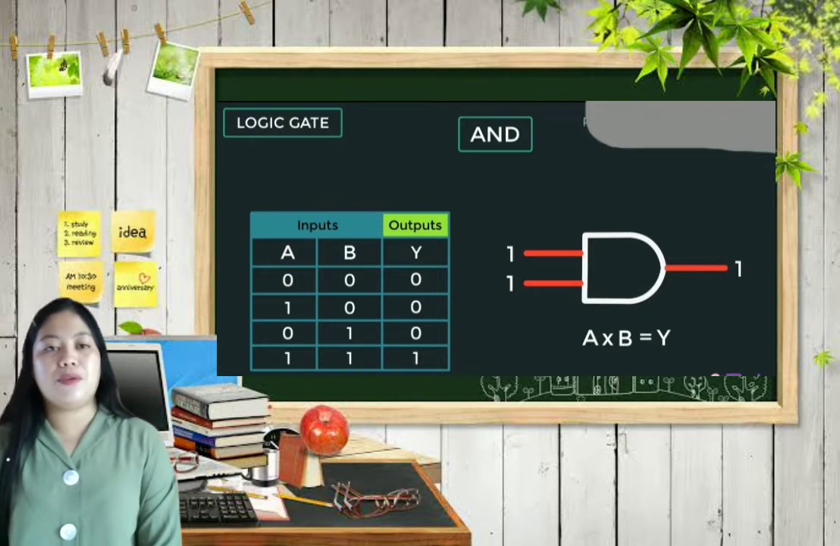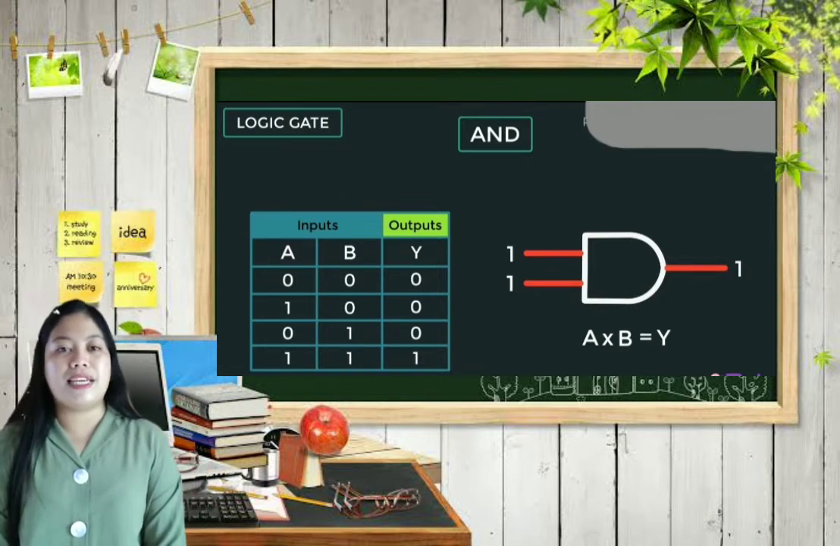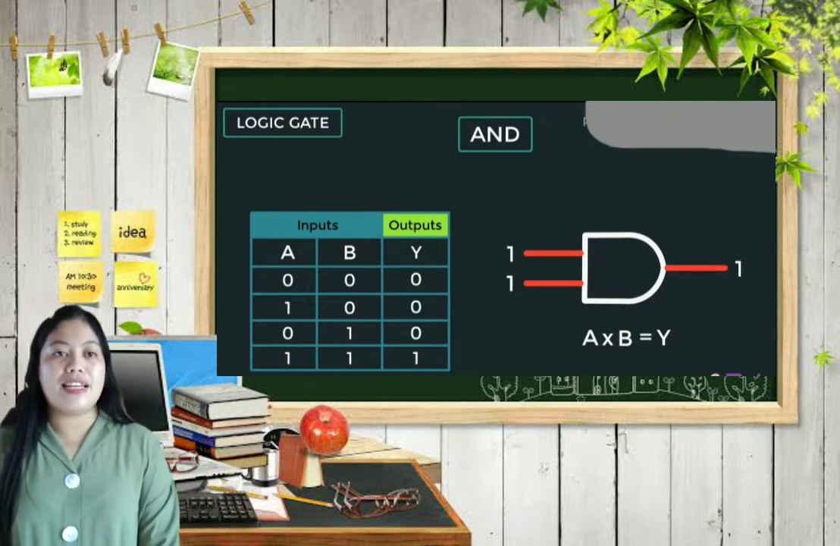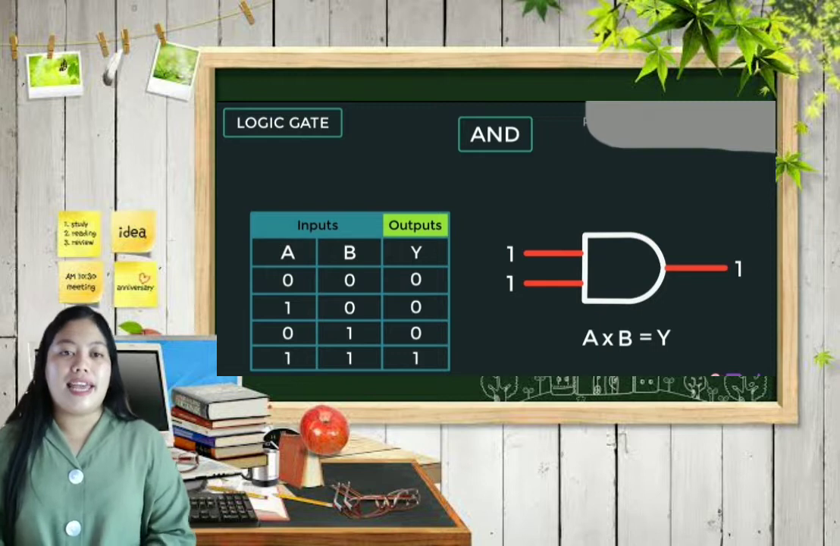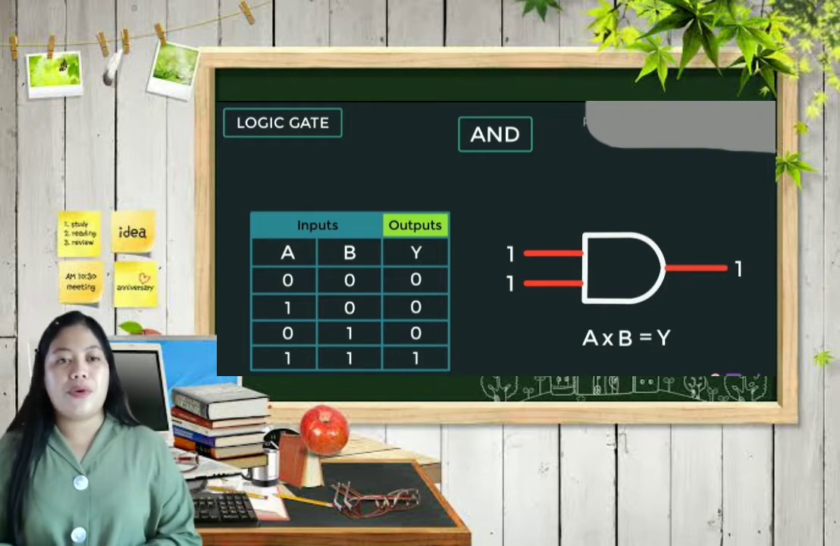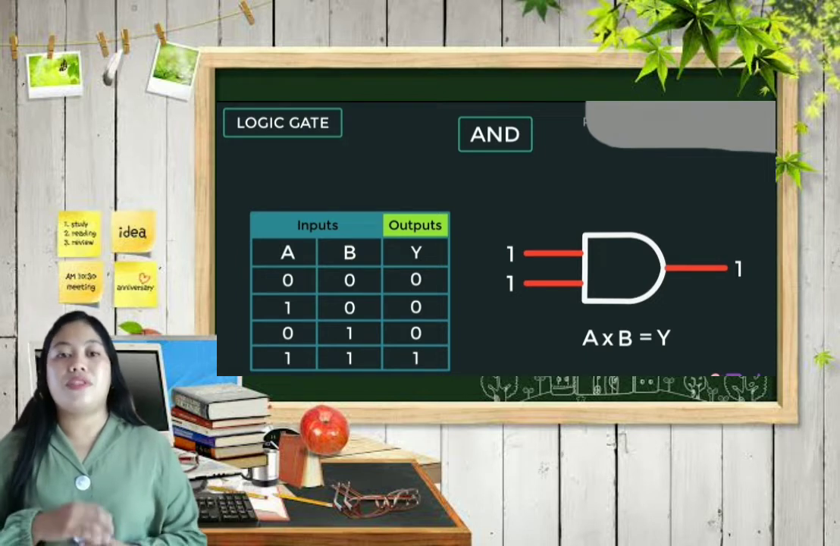The first input will be A equals 0 and B equals 0. Since both A and B have no signal, the output Y will be 0. You can also get the output of AND gate by doing A into B. Since A equals 0 and B equals 0, 0 into 0 will give the result equal to 0.